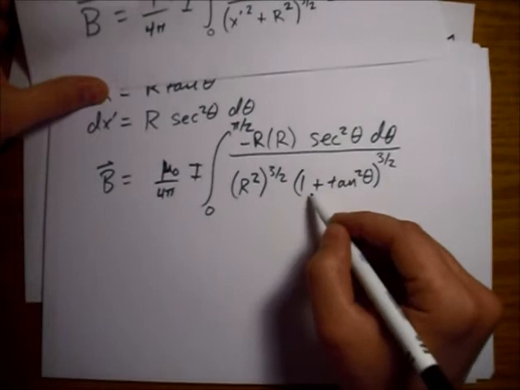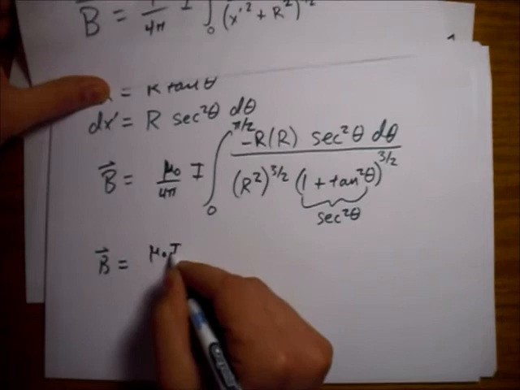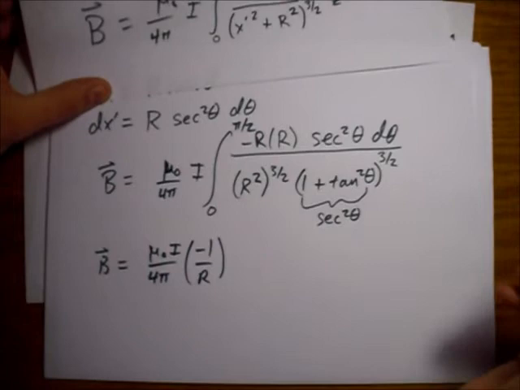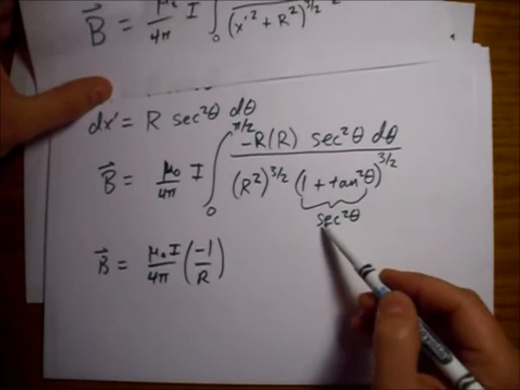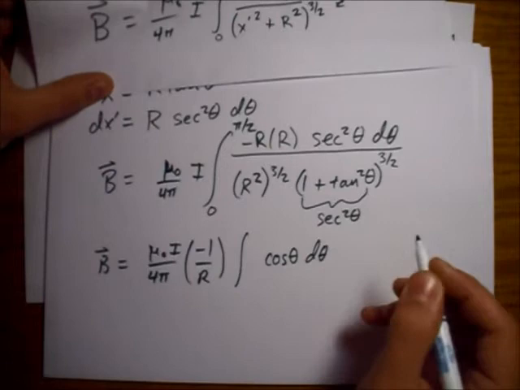All right, so 1 plus tangent squared is equal, by the Pythagorean theorem, to secant squared of theta. All right, we have an R squared on top, and we have an R cubed on the bottom, and we have this minus sign here, so 1 over R. And then 3/2 power of secant squared is just secant cubed, and we have a secant squared on the top, so that's just a 1 over secant, which is just a cosine of theta from 0 to pi halves.